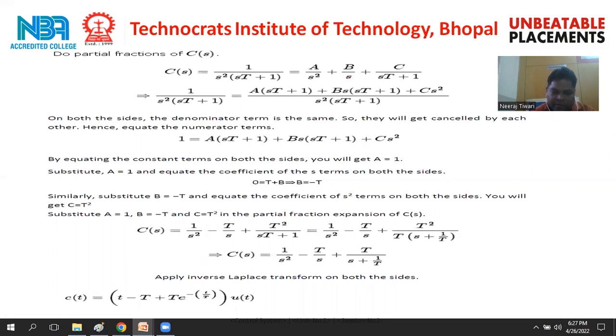So c(t) is equal to the inverse Laplace of 1 upon s square, which is t, minus the inverse Laplace of T upon s, which is T, plus the inverse Laplace of T upon (s plus 1 by T), which is T e to the power minus t by capital T. In this equation, we see that the output has a transient term and a steady state term, because e to the power minus t by capital T is the transient term and capital T is the steady state term.